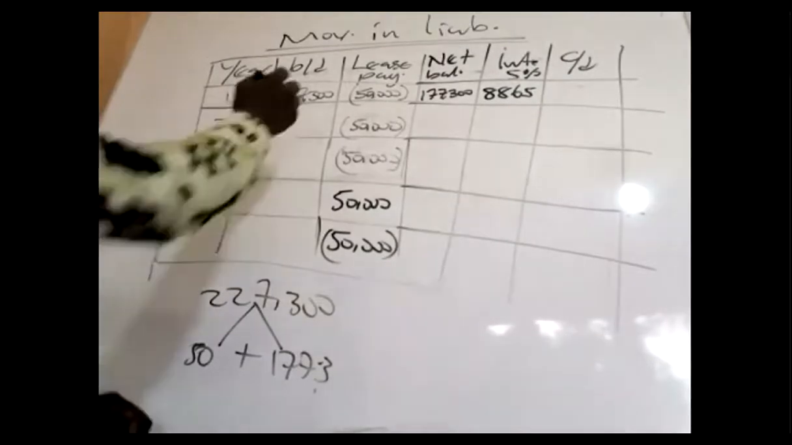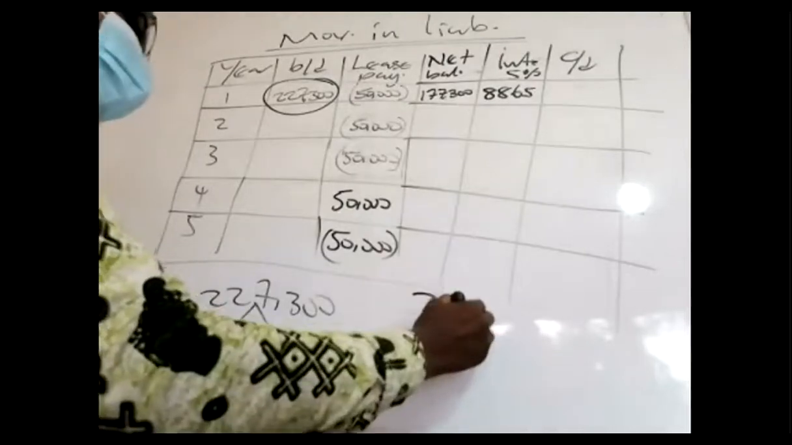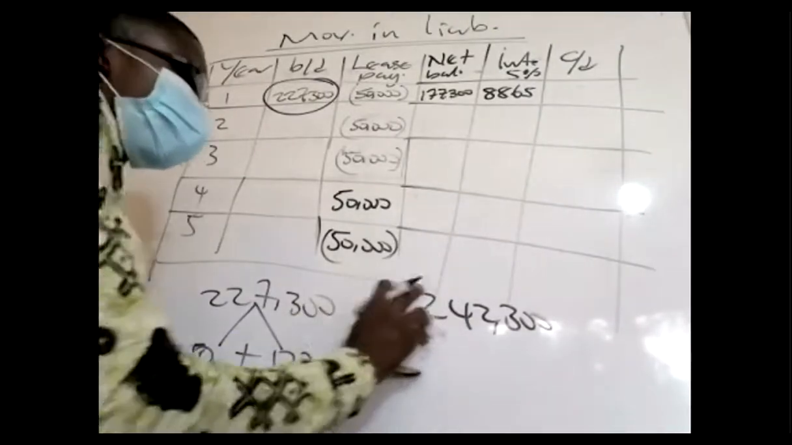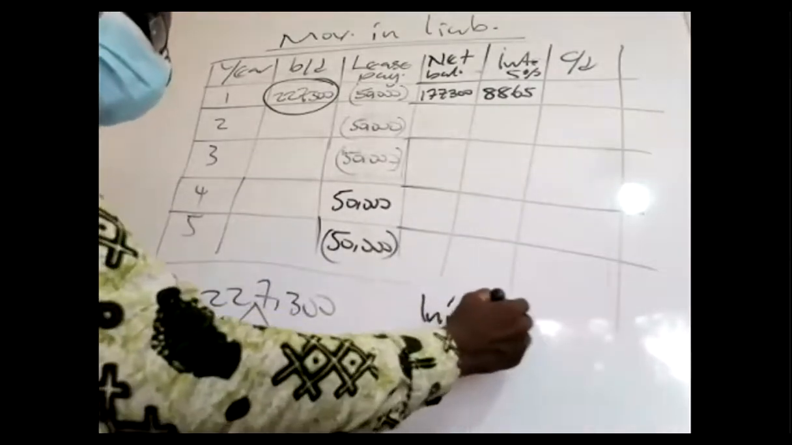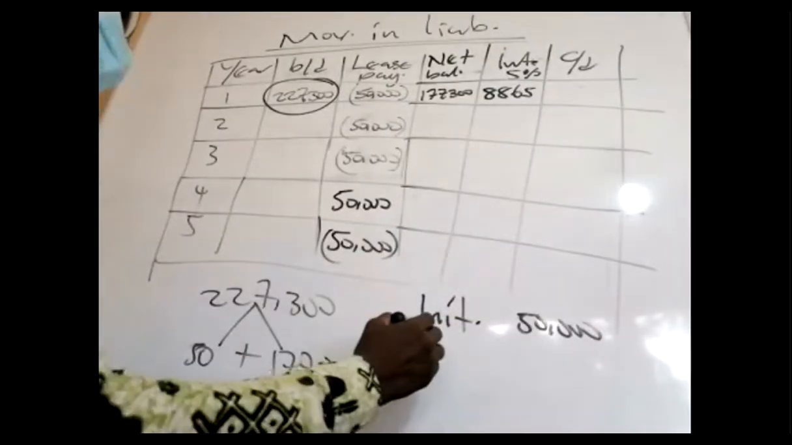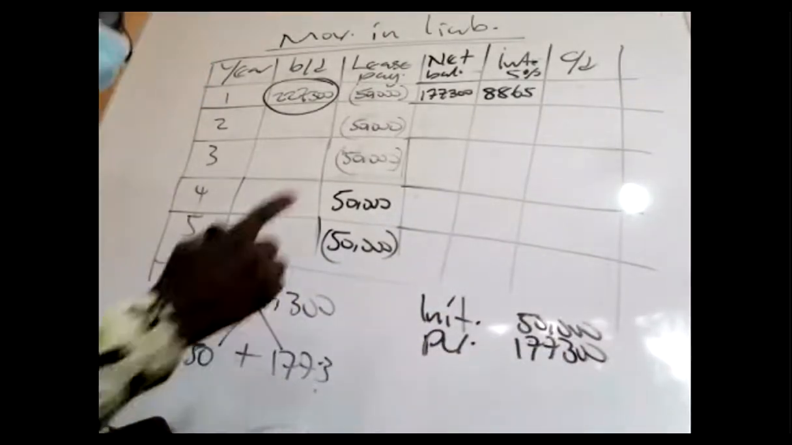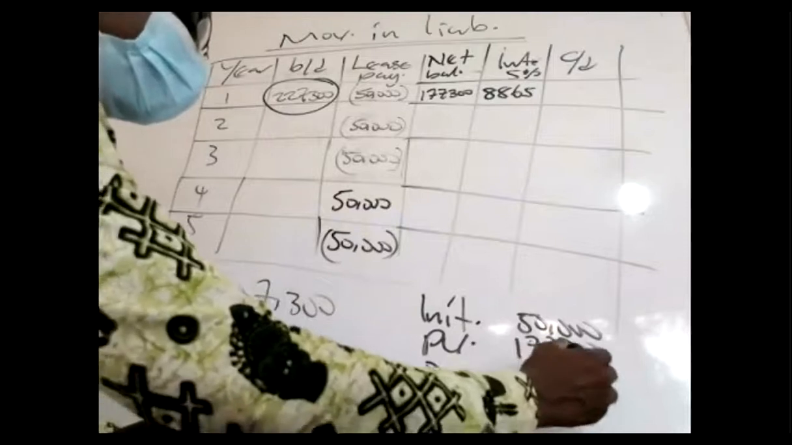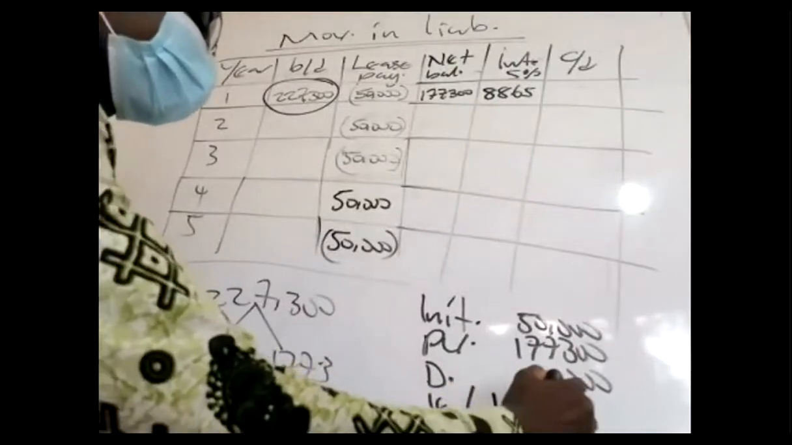Now let's explain something here. Why are we using 227,300 but not the 242,300? The reason is this. The composition of these 242,300 is, let's see, the initial payment, which was 50,000, plus the present value 177,300, again plus the direct cost of 20,000 less lease incentive of 5,000.